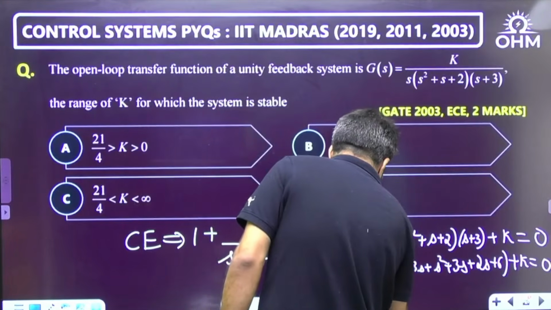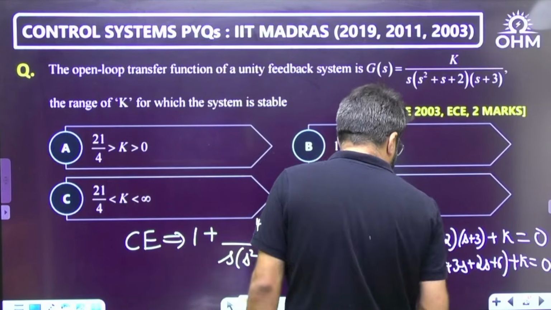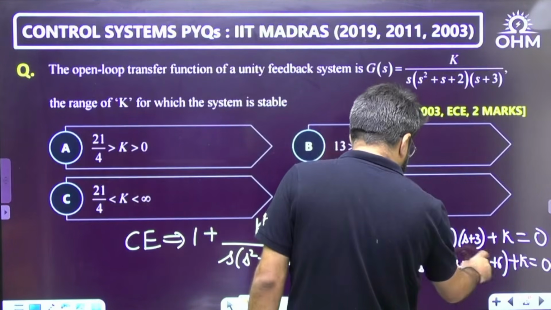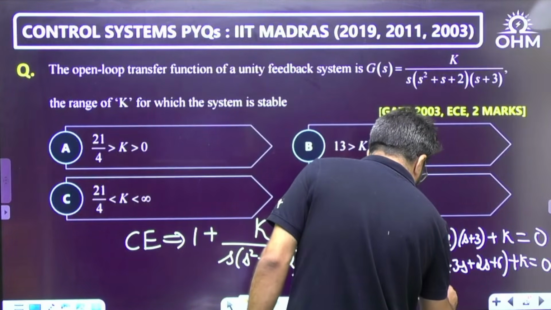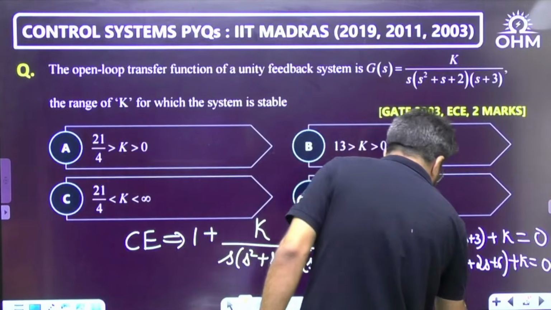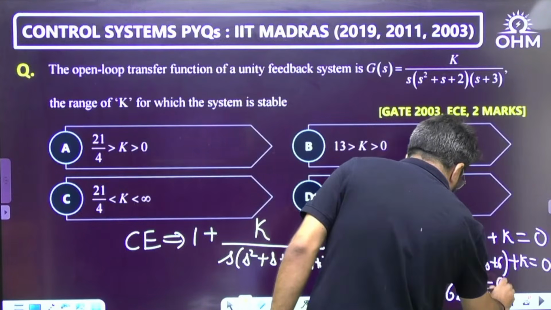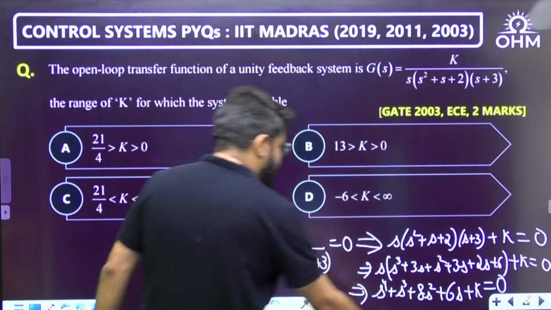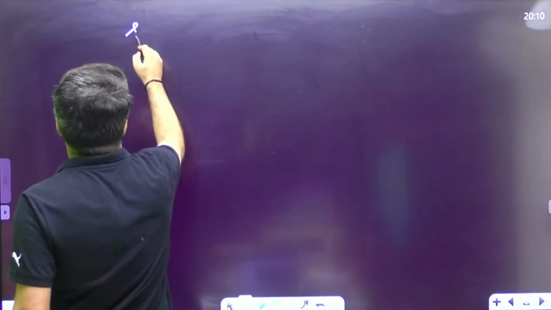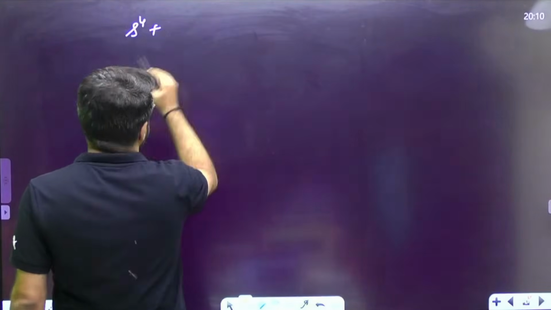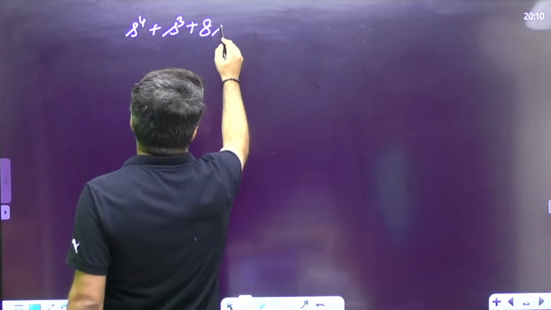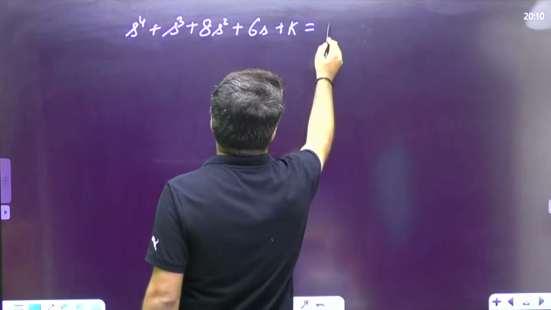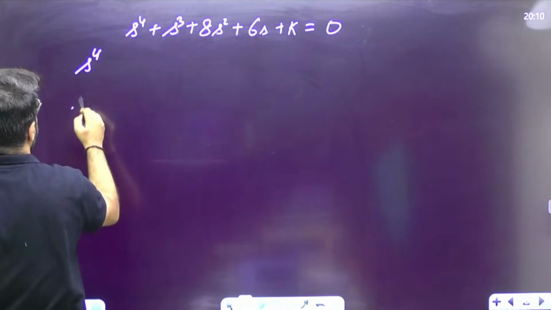Now multiplying by s again, s power 4, s cube, 3s plus 3s plus 2s, a total of 8s square, plus 6s plus k equal to 0. This is my final characteristic equation: s power 4 plus s cube plus 8s square plus 6s plus k equal to 0.